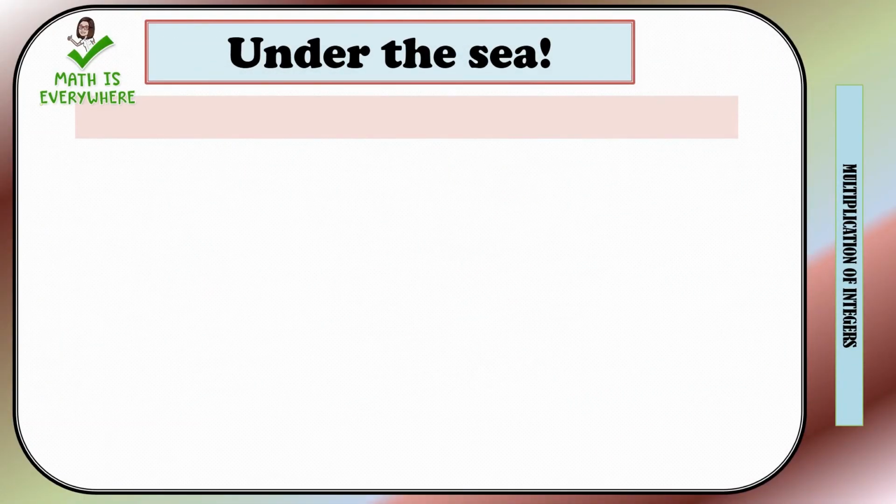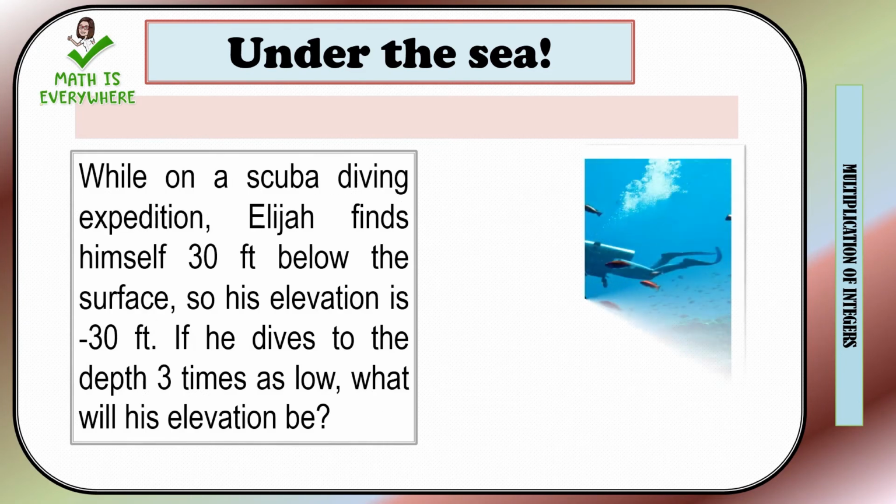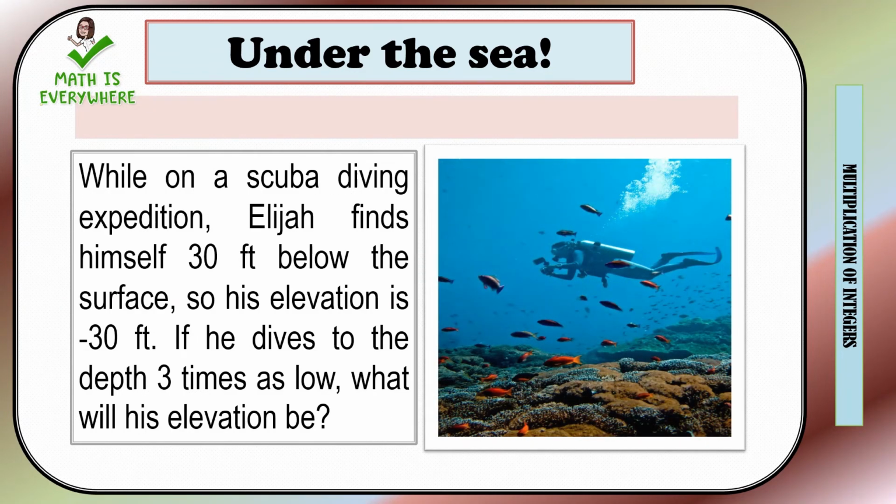Let's surf under the sea. Given this problem, while on a scuba diving expedition, Elijah finds himself 30 feet below the surface, so his elevation is negative 30 feet. If he dives to the depth 3 times as low, what will his elevation be?